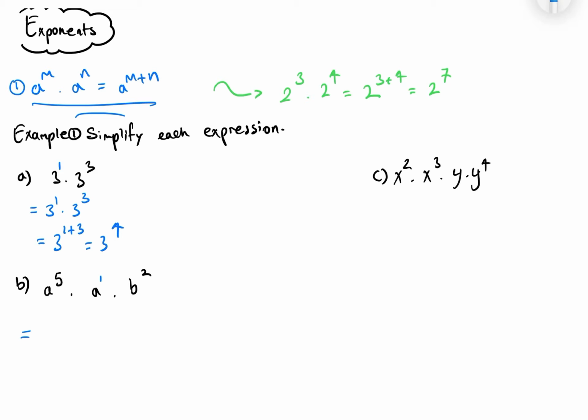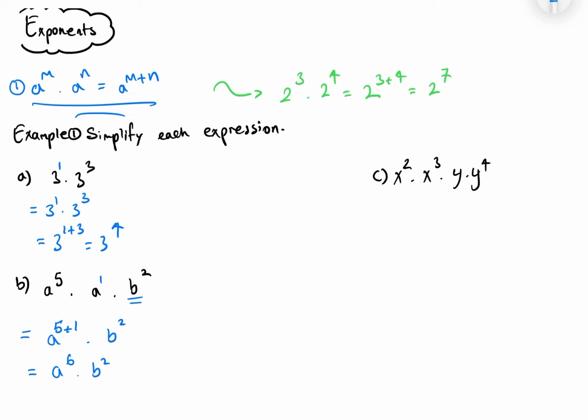Now, when there's nothing, again, the power is 1. But you can add the powers of these two, without b squared, right? So they have to have the same base. So this is something you got to be careful about. So you can write a to the power of 5 plus 1, but b squared remains as it was. So a to the power of 6 times b squared.